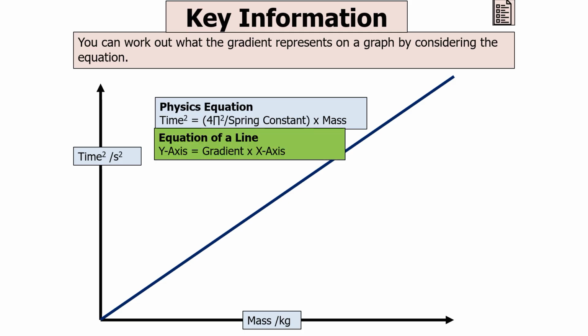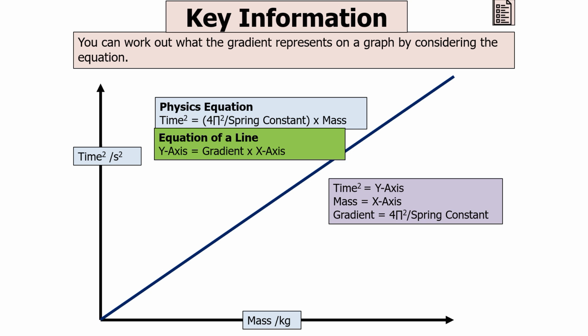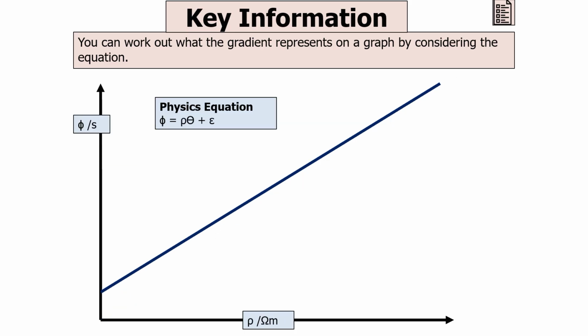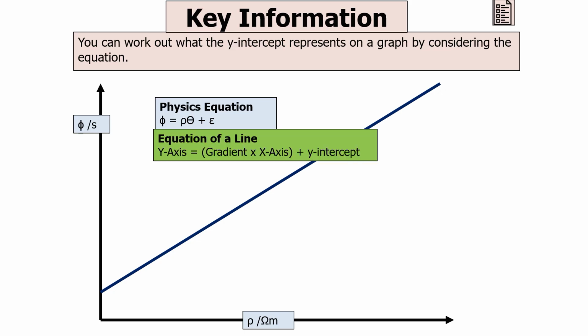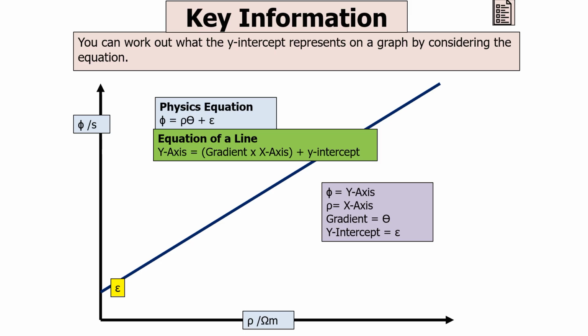y equals mx plus c. So time squared is on the y-axis, mass is on the x-axis, and gradient is equal to 4 pi squared over spring constant. You can also consider it if you have the y-intercept as well. So in this example, just pick a random equation that links into nothing. We could say that phi is equal to rho theta plus epsilon. So what we can therefore say is y equals mx plus c. So if phi is y and rho is x, well, gradient will be theta, and therefore it means that the epsilon will be the y-intercept.